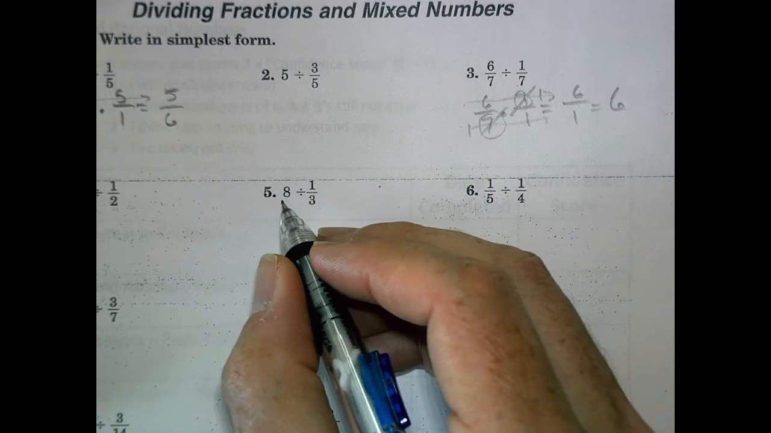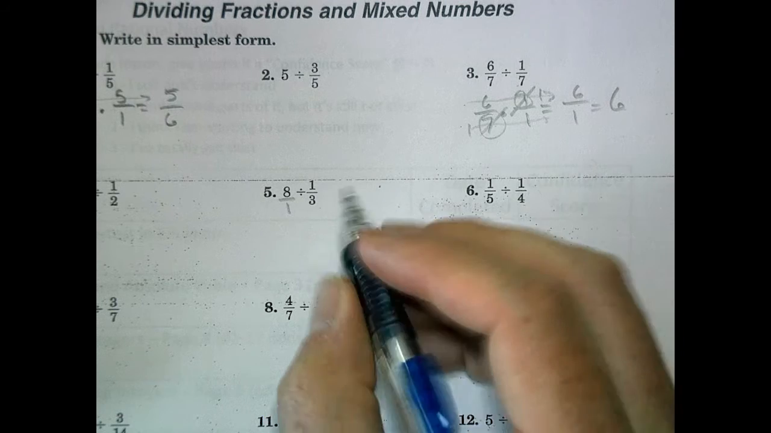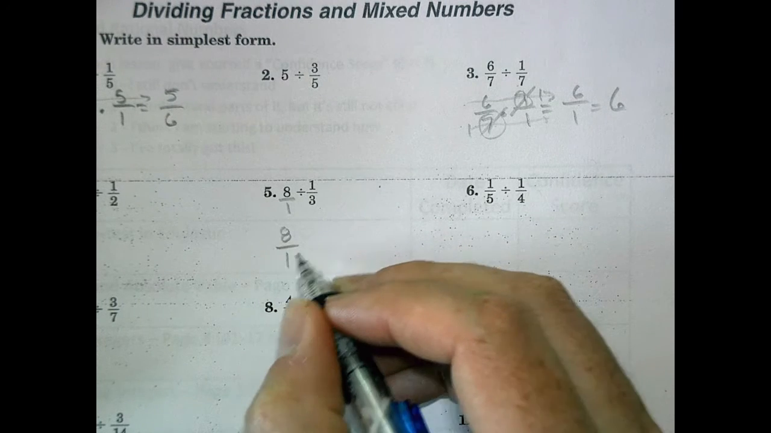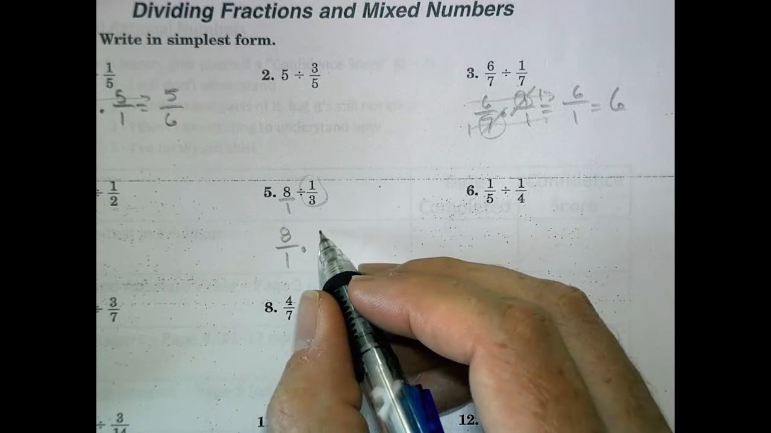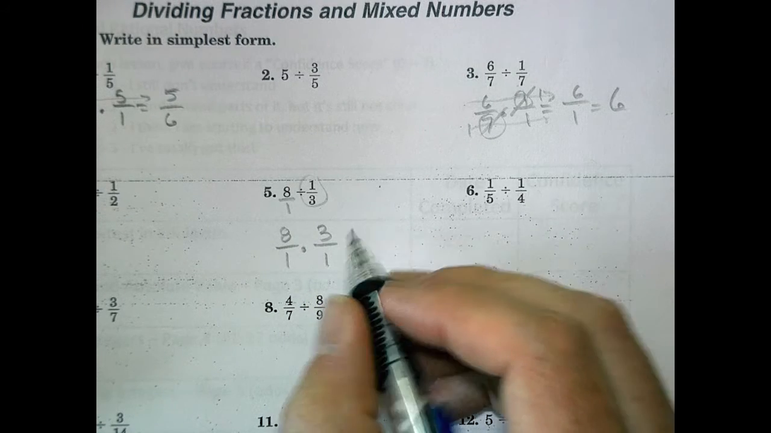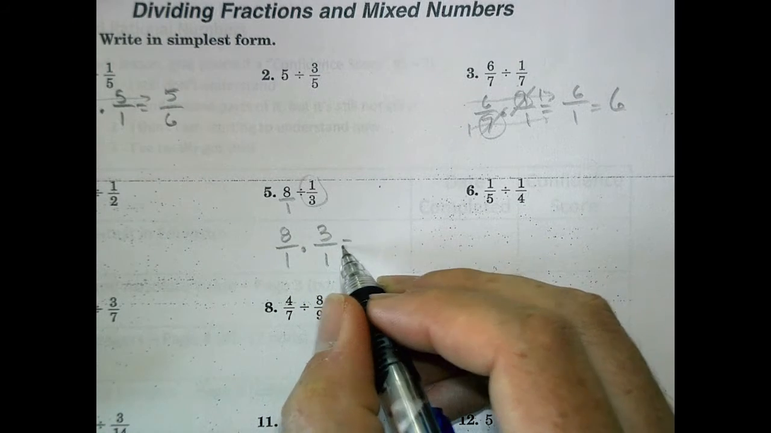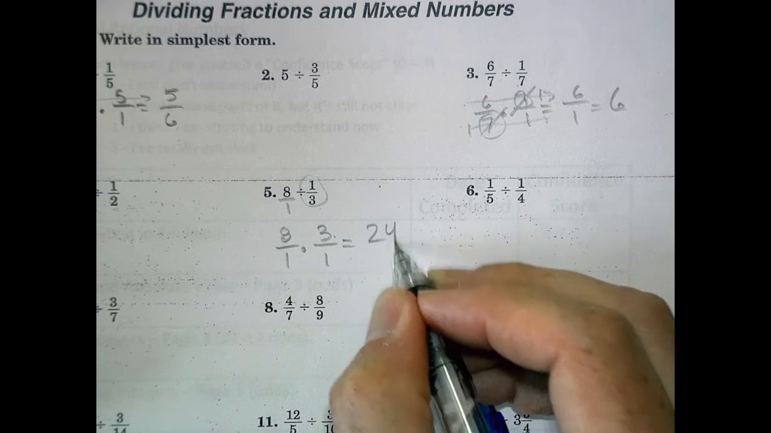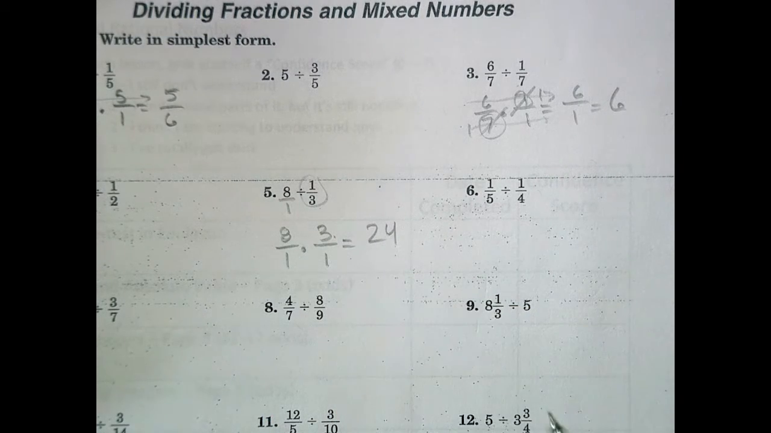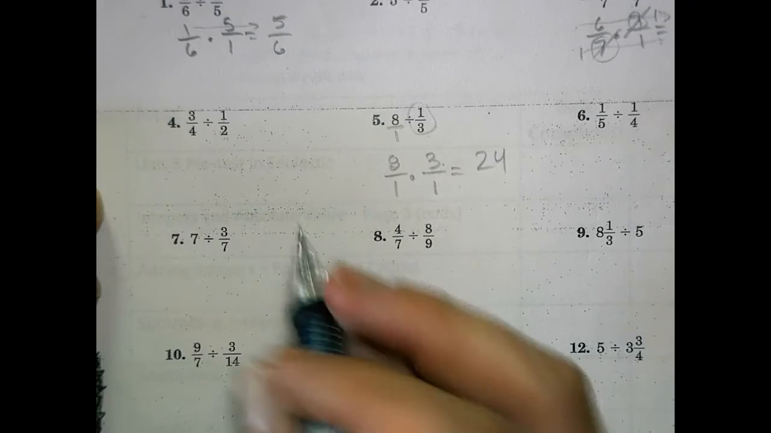For number 5, this is actually going to be what? 8 over 1. So let's rewrite that now. It's 8 over 1 times the reciprocal of 1/3, which is 3 over 1. And now I'm going to multiply straight across. 8 times 3 is 24. And 1 times 1 is 1, so I leave it as 24.